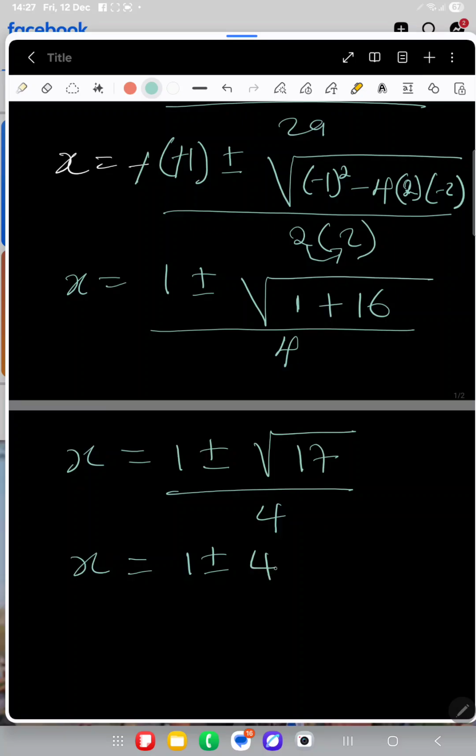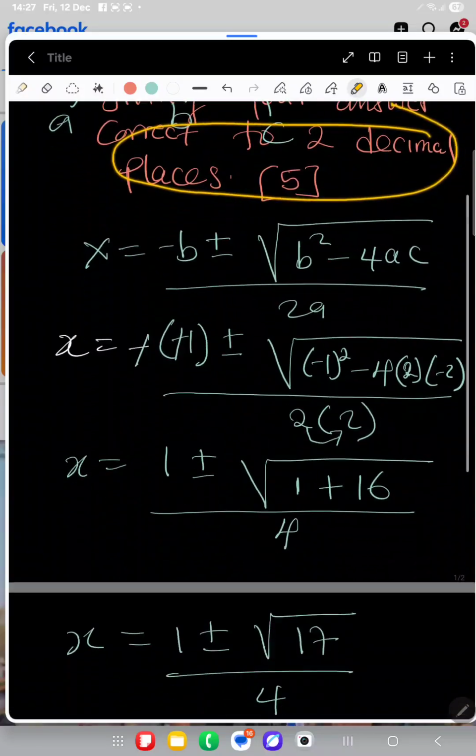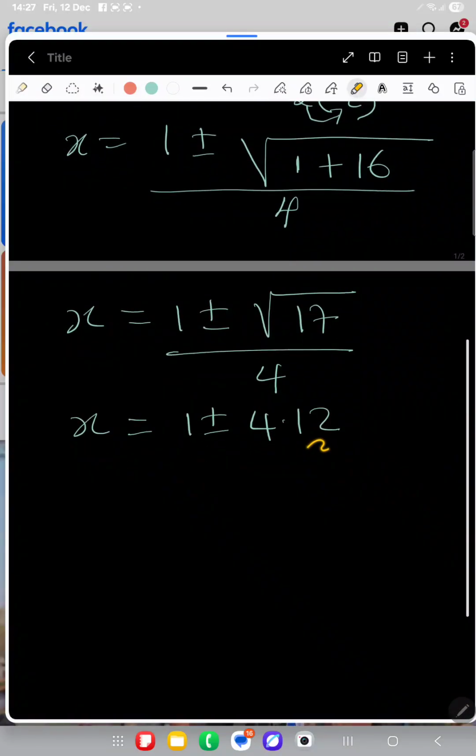So it is 4.12. Remember, we are told in the question to leave our answer correct to 2 decimal places. That means when rounding off your number, you should always make sure that you have 2 numbers left after the what? The decimal place, like that. So we say this is over 4.